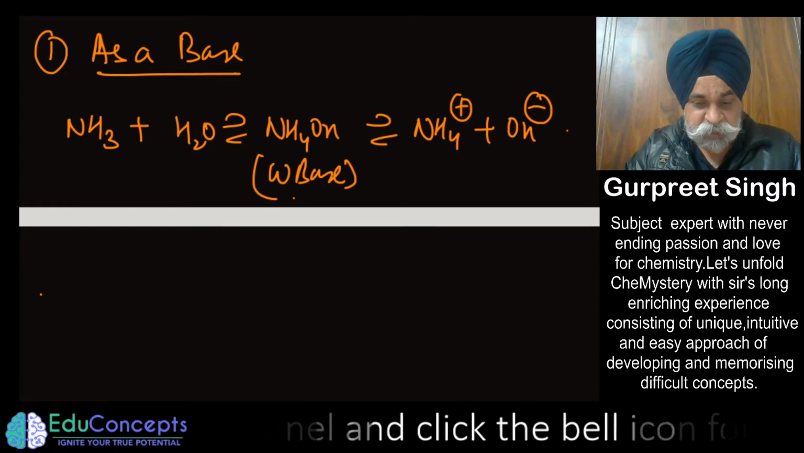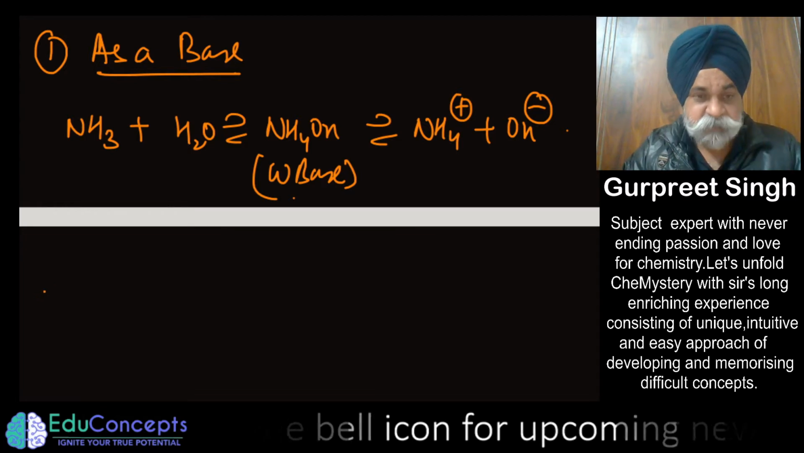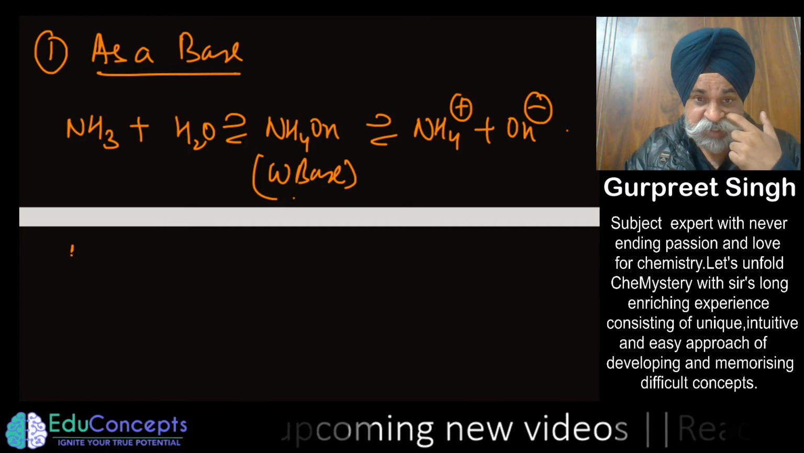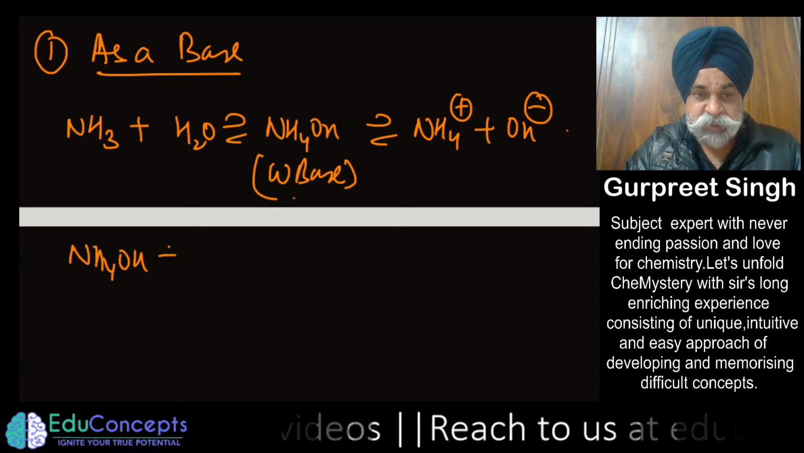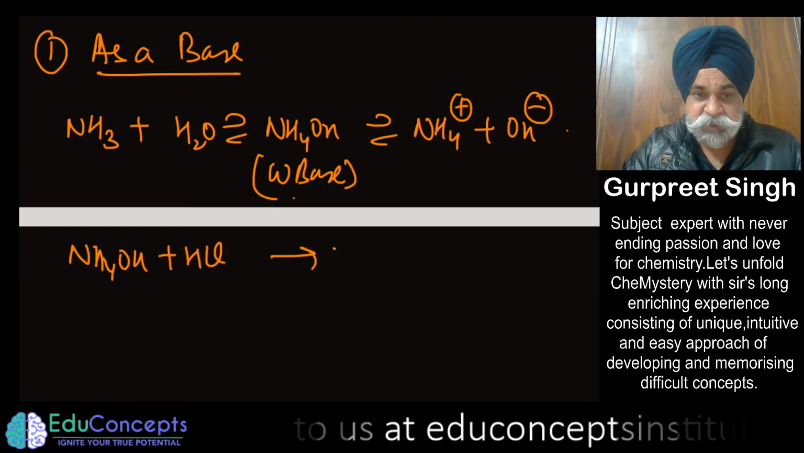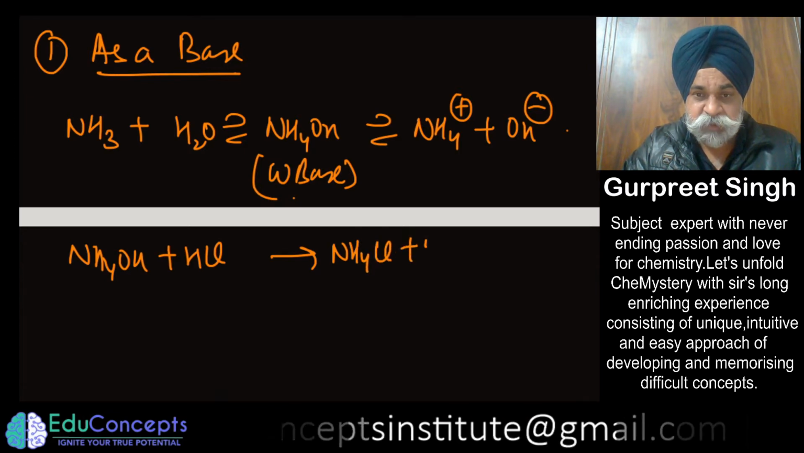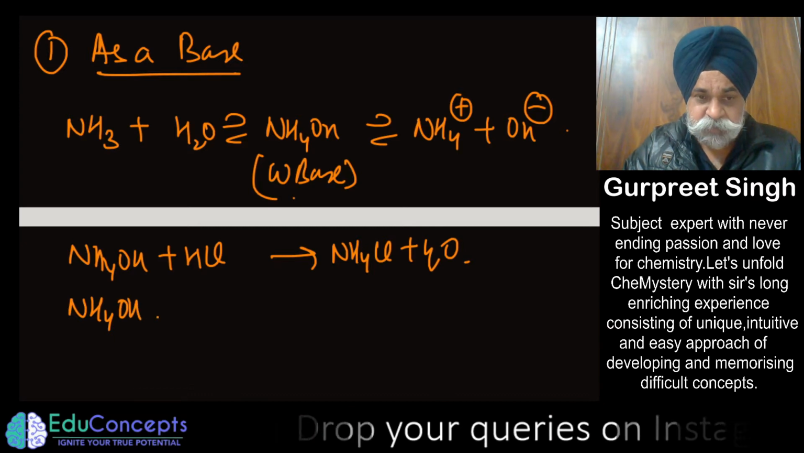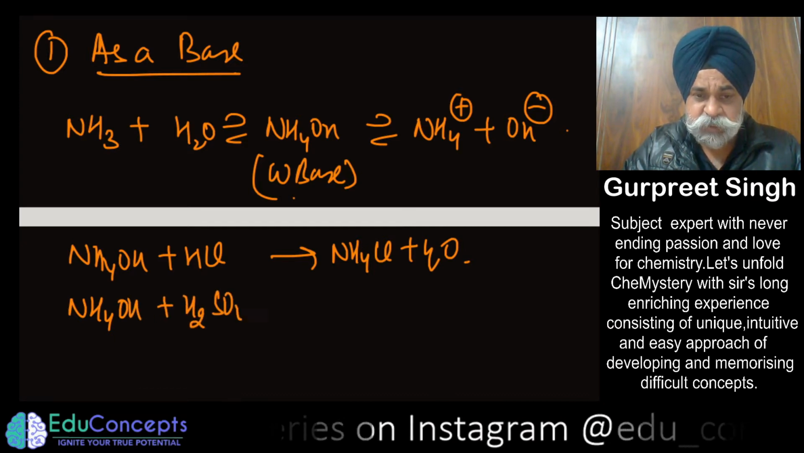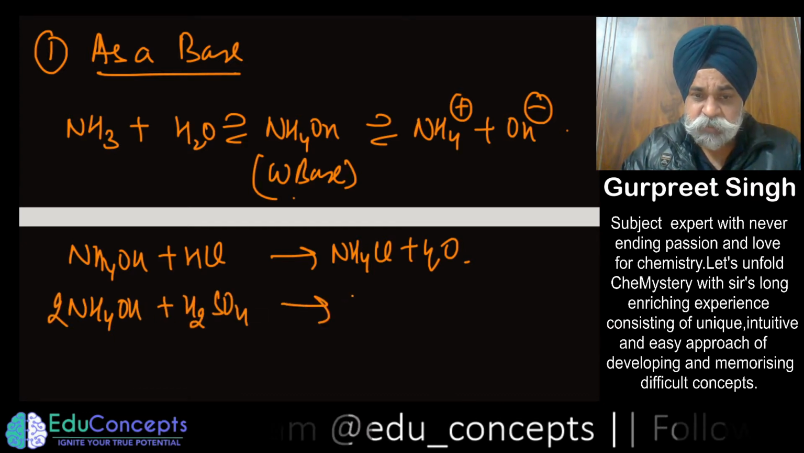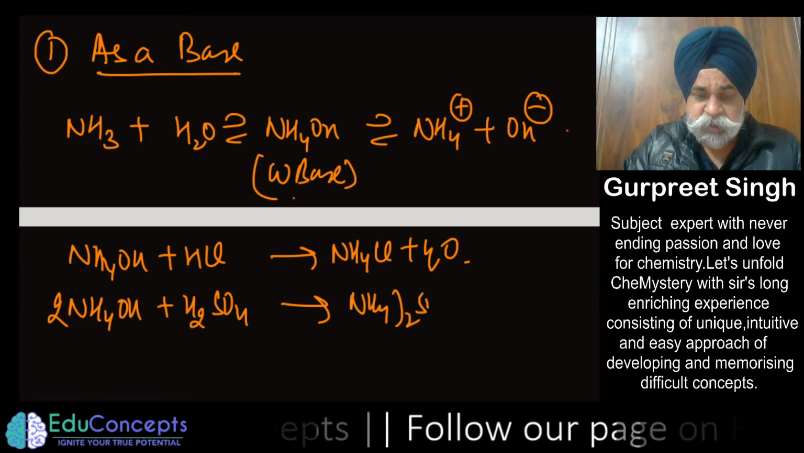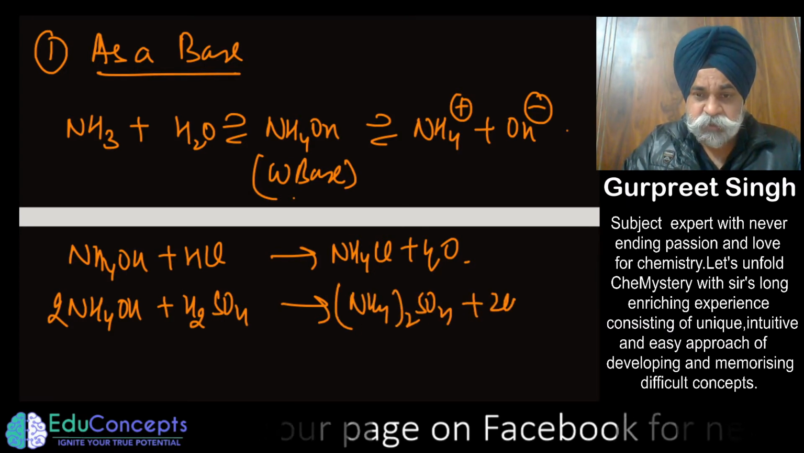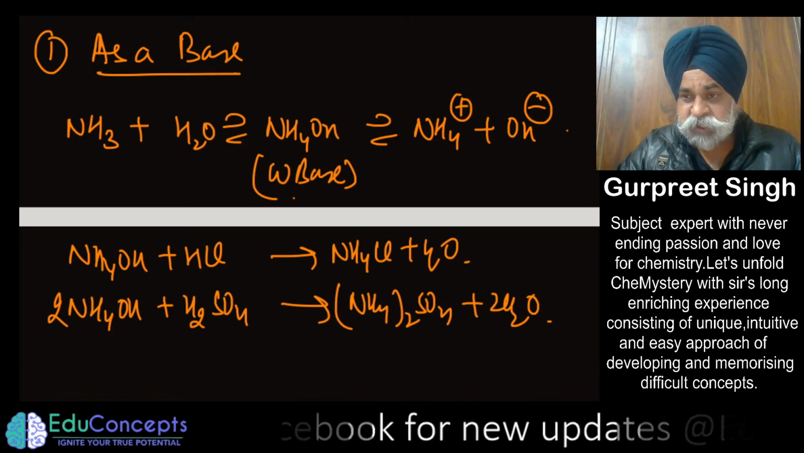What exactly would happen if you treat ammonium hydroxide with HCl? It is a simple acid-base reaction, so you end up getting ammonium chloride plus water. And ammonium hydroxide when treated with sulfuric acid, you would end up getting ammonium sulfate along with 2 moles of water. So a simple acid-base reaction would happen.